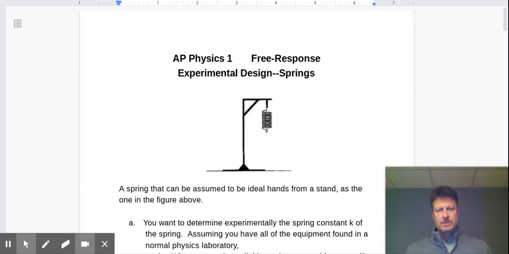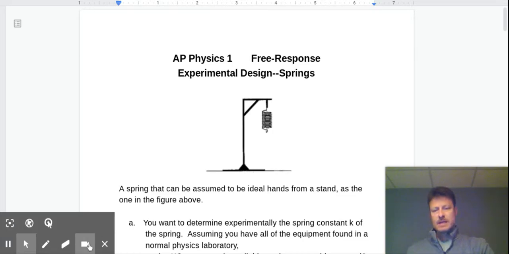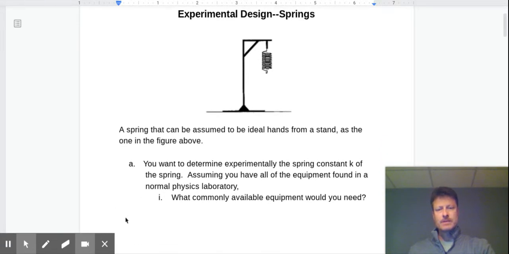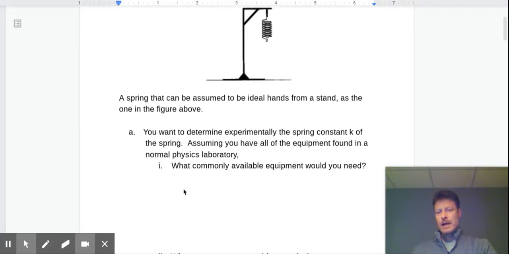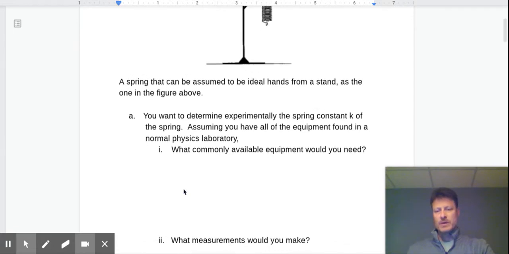I'm going to do it with Screencastify to get a sense of how to answer this free response problem, experimental design with springs. So you have this setup. The spring can be assumed to be ideal, hanging from a stand as the one in the figure above. You want to be able to determine experimentally the spring constant k of the spring, assuming you have all the equipment found in a normal physics lab. What commonly available equipment would you need?